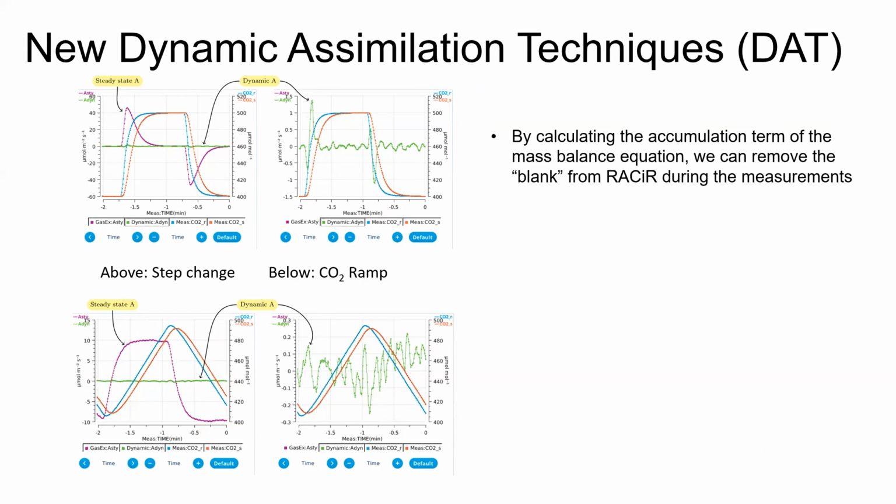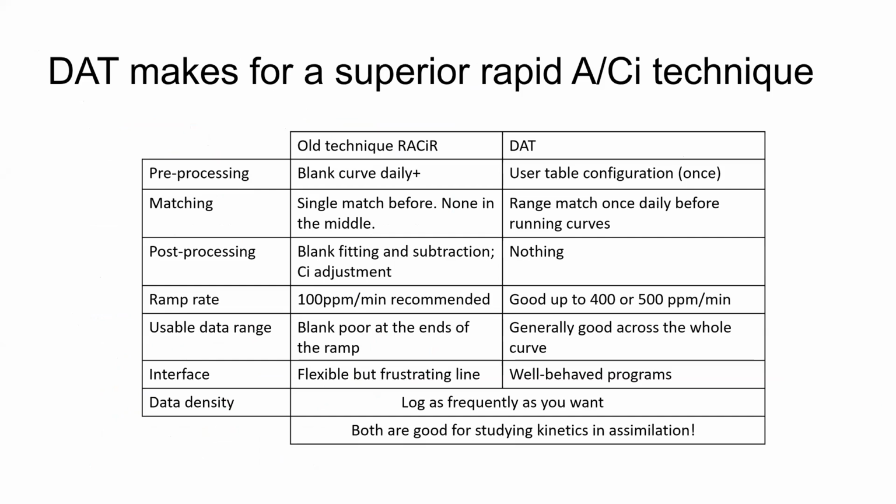So it actually saves you hours, maybe hours per curve for fixing your data. And it makes for just an overall superior ACI technique. There's still a little bit of pre-processing that you have to do. There's a user table configuration that you have to do pretty much just once. It's recommended that you test it maybe weekly, but I never see any changes. And then you also have to do the range match, but you had to do that before as well. The big relief is the post-processing, which was the biggest deal in terms of usability.